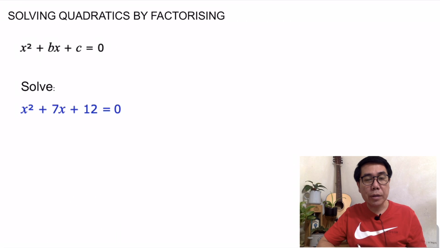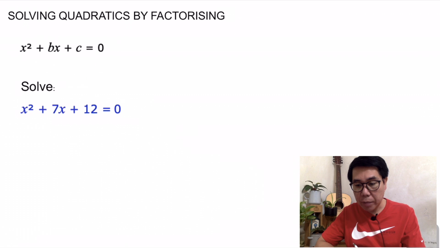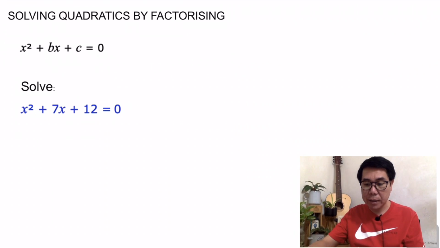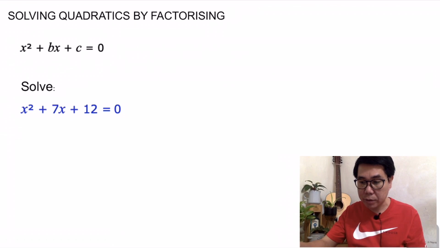We're going to solve quadratics by factorizing. So x squared plus bx plus c is equal to 0. Let's try to solve x squared plus 7x plus 12 is equal to 0. The first thing we have to do is find the factors of x squared.